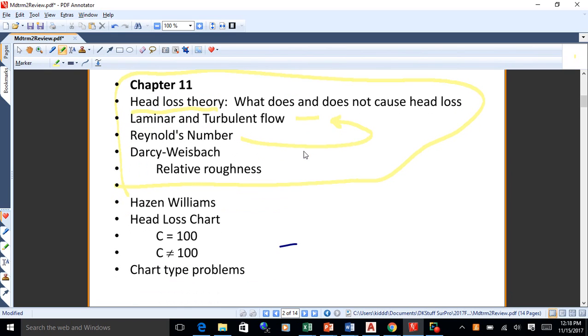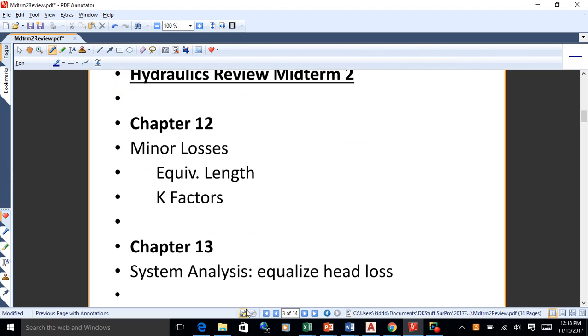Now, of course, I will have you do head loss calculations, but that'll be with the Hazen-Williams method, using the chart, okay? So you should be able to use the chart for C of 100 and C not 100. Should be able to do both, get that equivalent flow, and then be able to work through a Bernoulli's chart kind of problem where you find the head loss. Okay. So, that's kind of what's up with chapter 11.